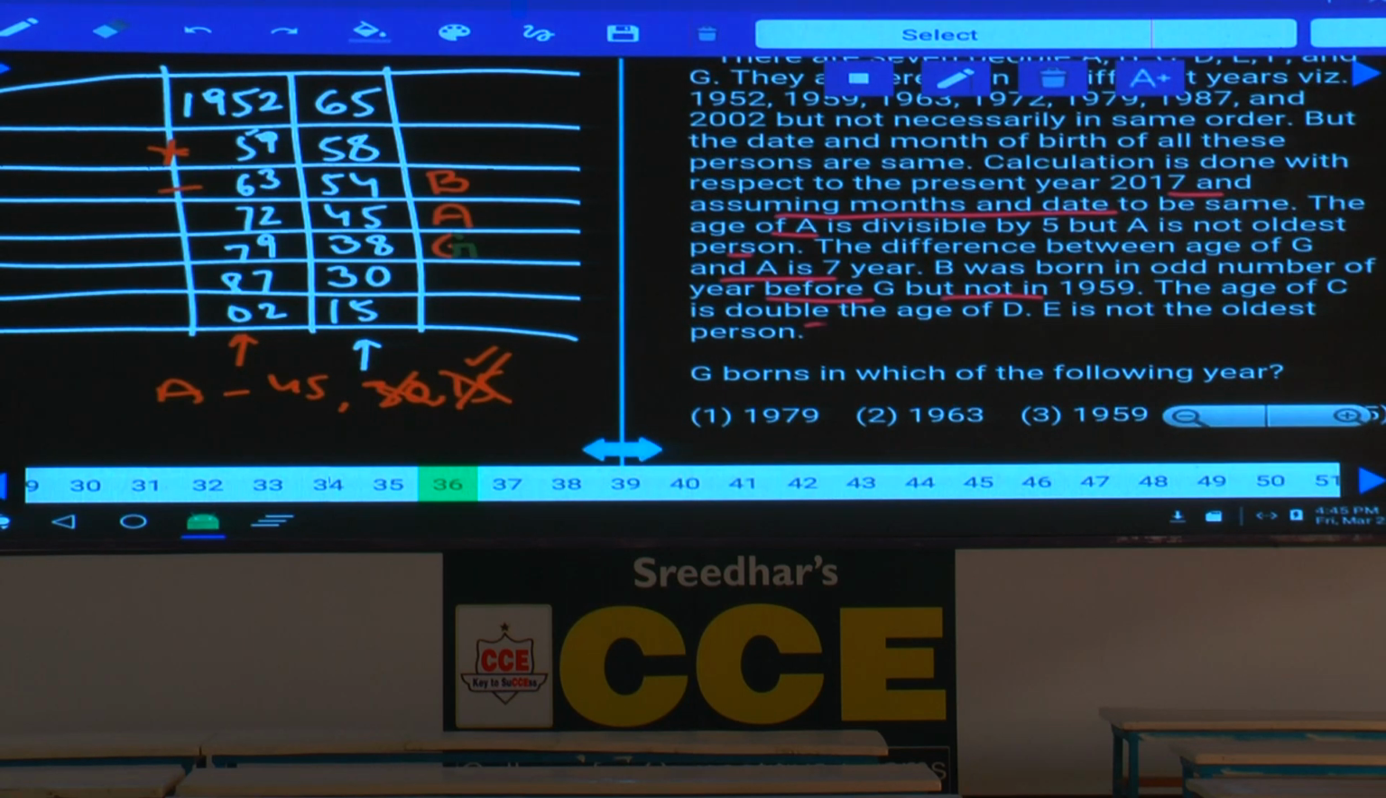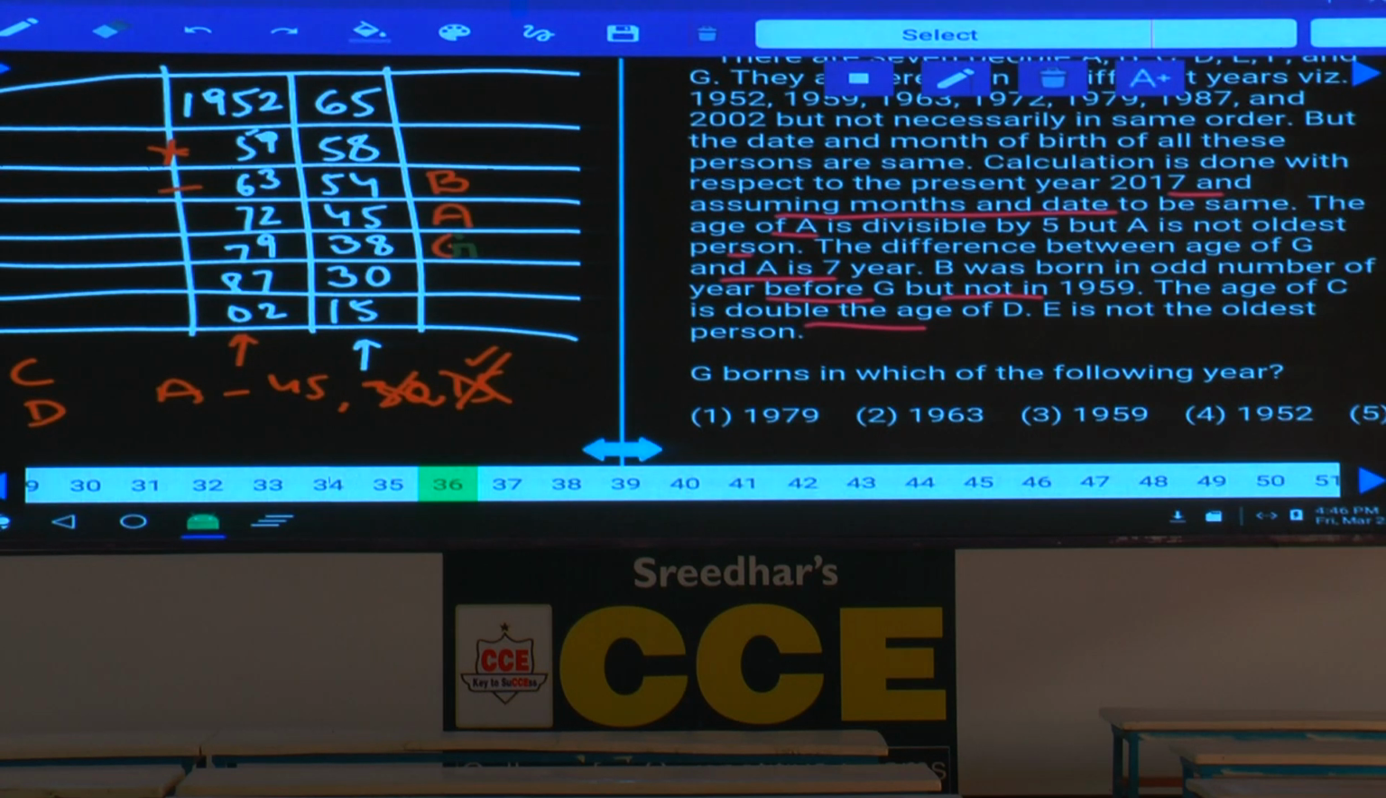The age of C is double the age of D. C and D, it must be double the ages. That means C is twice that of D. Now C and D are not finalized here. Tell me whether C can be 65 or not. If C is 65, D must be half of this, which is not possible. And if C is 58, 58 divided by 2 is 29, which is not there, isn't it?